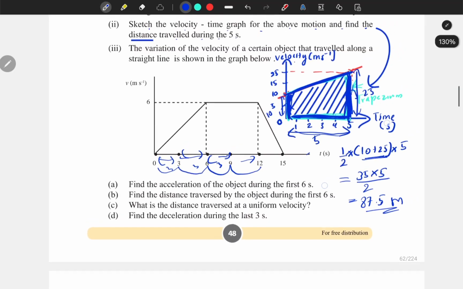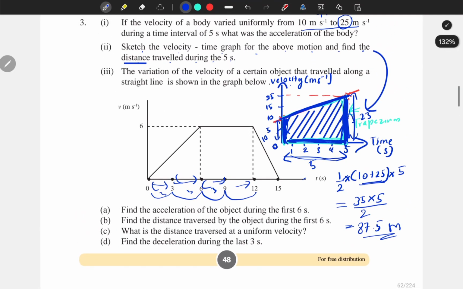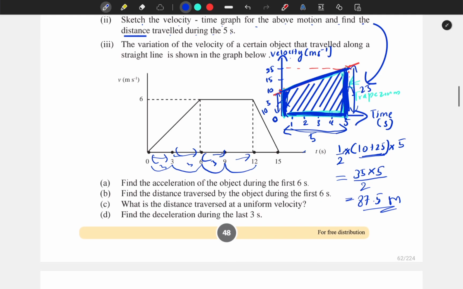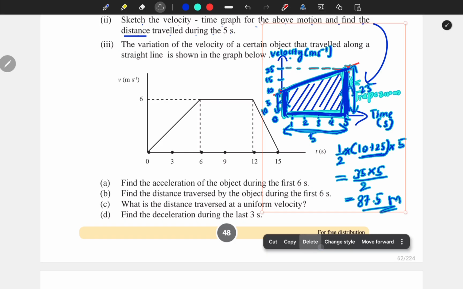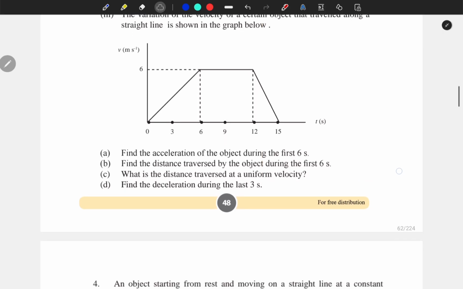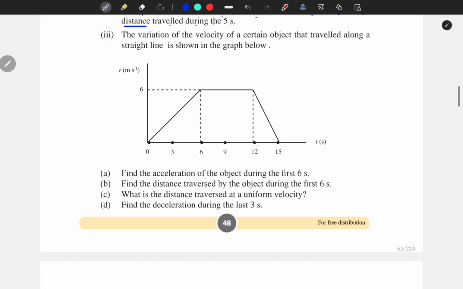Now the next question is, the variation of the velocity of a certain object that travels along a straight line is shown in the graph. So now this is a velocity time graph. They are asking about the acceleration during the first 6 seconds. Before we move to the question, you can analyze each and every part of the graph.